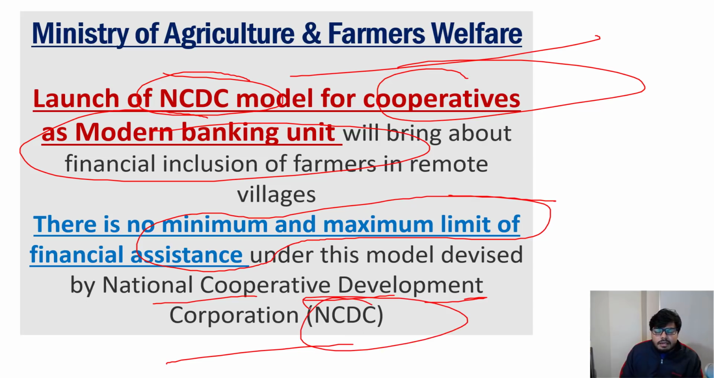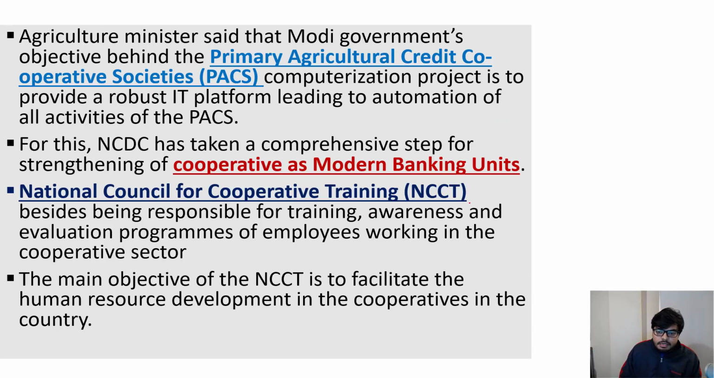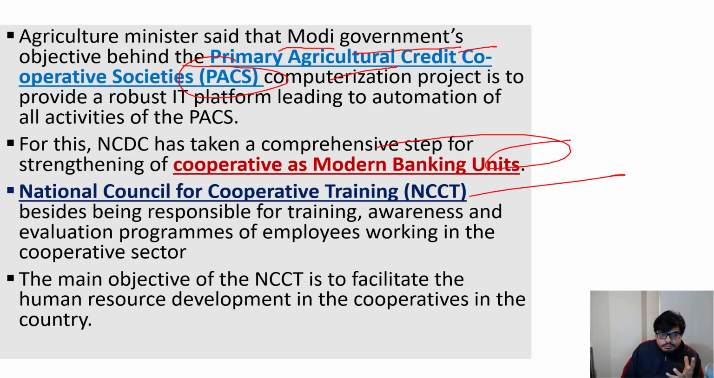Many employees would be skilled and trained under this NCDC framework to bring cooperatives to the modern banking level. So this training institute would be there, the NCCT, that is already there. The second governing council was going on for this NCCT. And they are actually going to convert these cooperatives into modern banking units. And one objective is there, that the Primary Agricultural Credit Cooperative Societies, PACS, their computerization and their conversion into mainframe modern banking units is necessary, because these are primary agricultural credit societies, and they are always mired with problems, less funds and all. So all these technological upgradations would be done for them, and all the help would be given.